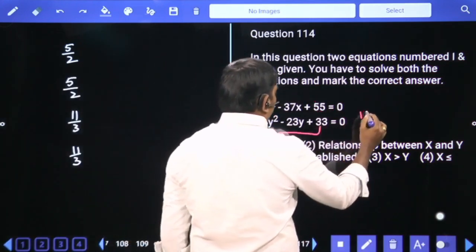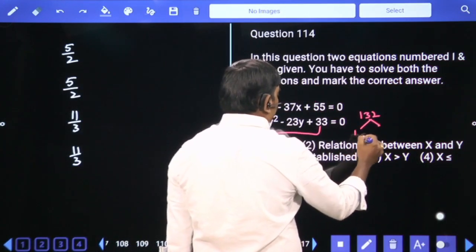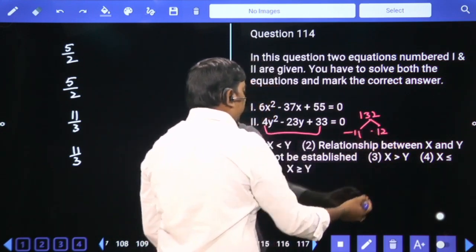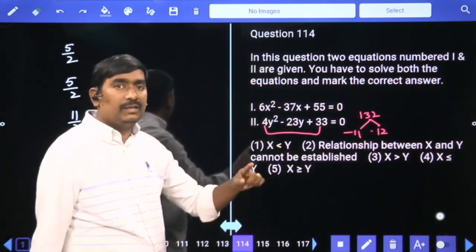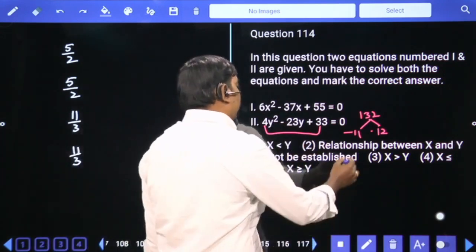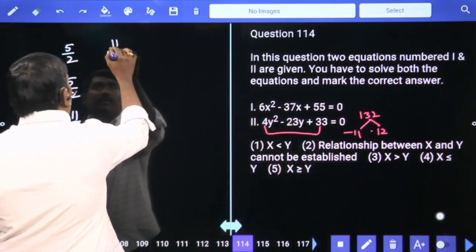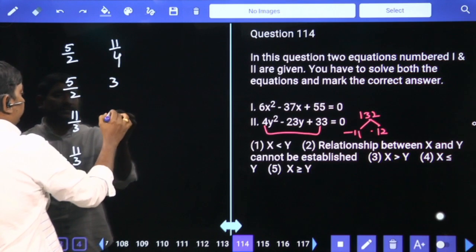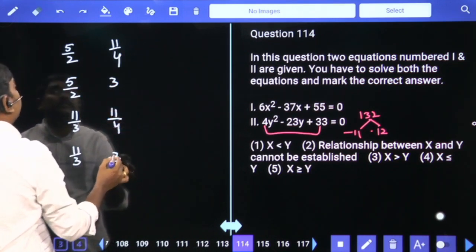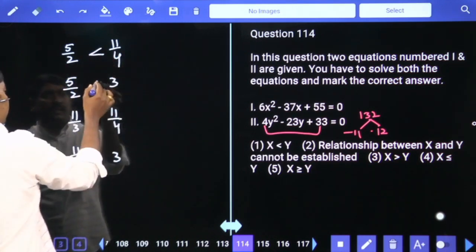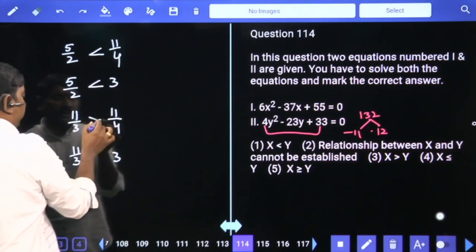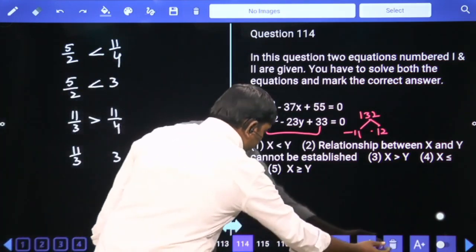4 33s are 132, 11 12s are 132. Minus 11 minus 12 will give us minus 23. Finally plus 11 plus 12. 11 by 4, 12 by 4 means 3. Comparing: less than, greater than, no relation.